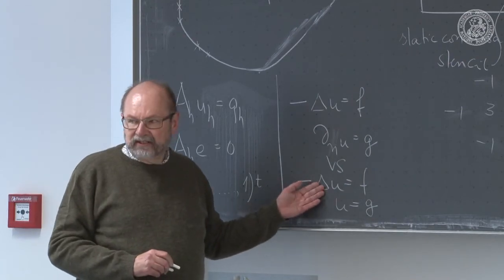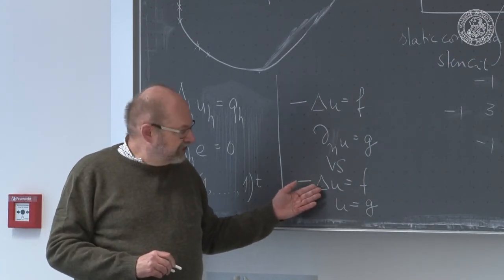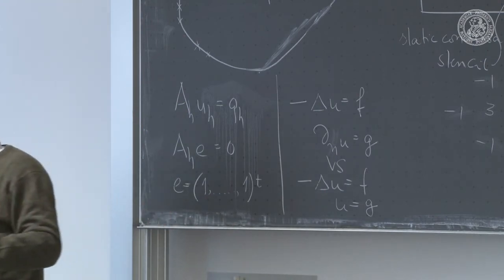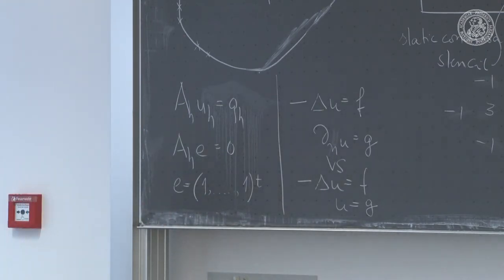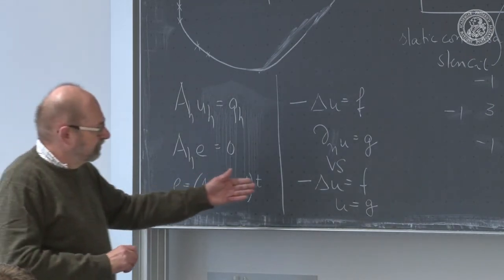What is here? This just says by some magic means we prescribe the temperature or the concentration at the boundary, but it doesn't say anything about the flux which is going on over the boundary. So this is an open system.